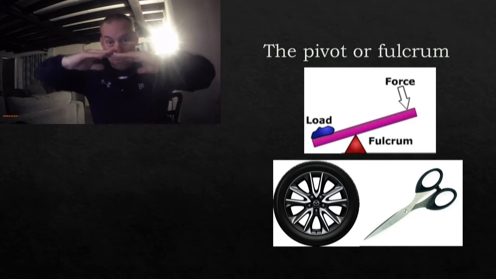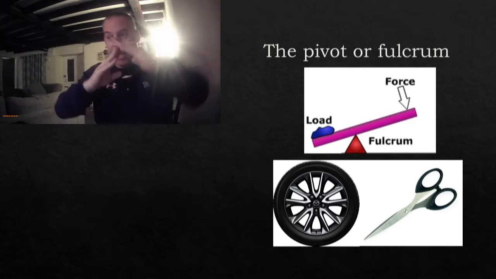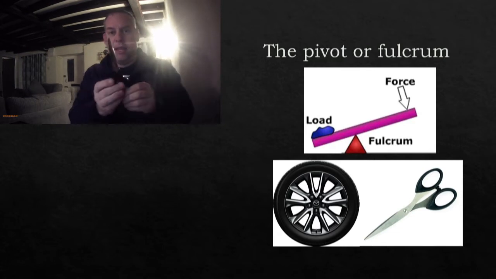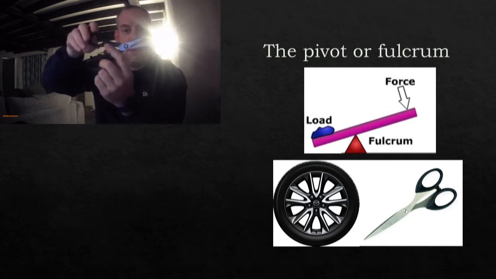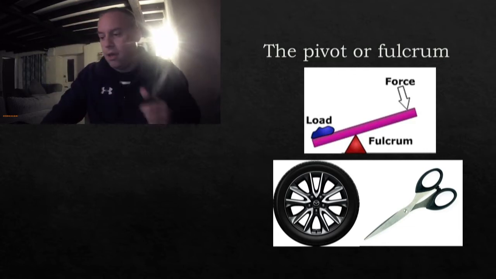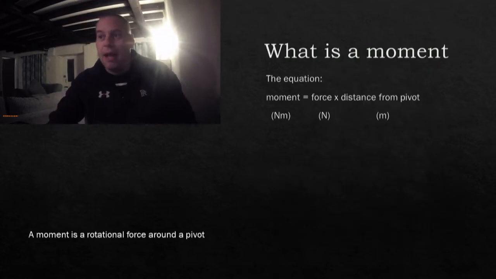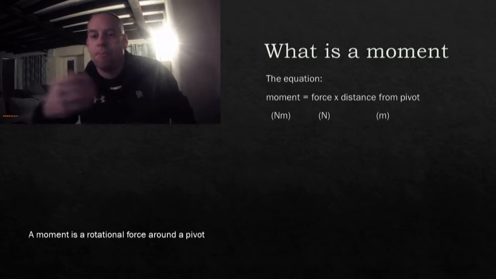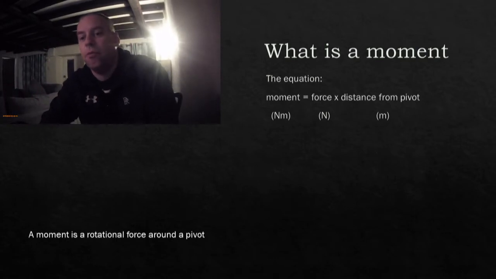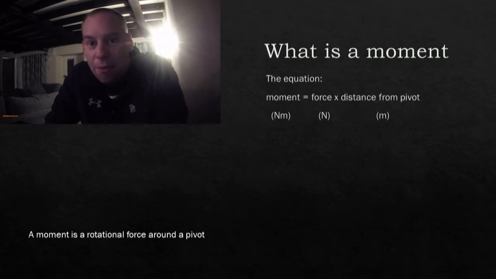But if you've got a seesaw, it's the point where it rotates on there. And I've done a pair of scissors here, and the pivot or fulcrum on that is the screw that's in the middle, and that's where it rotates around. So to understand the fulcrum allows us to understand then the definition, which is a moment is a rotational force around that pivot or fulcrum. There is an equation for it. The equation is that moment equals force times distance from pivot. And I'm going to talk you through an example of what that means and how to work that out.